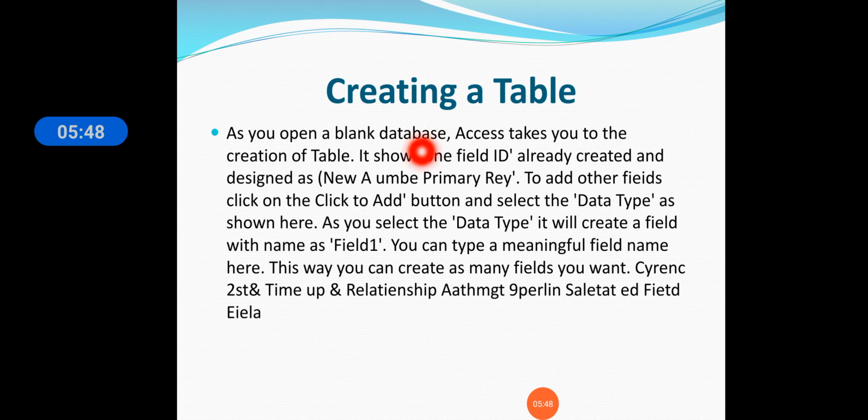Creating a table. As you open a blank database, Access takes you to the creation of tables. It shows one field, ID, already created and designated as the primary key. To add other fields, click on the Add button and select the data type as shown here.